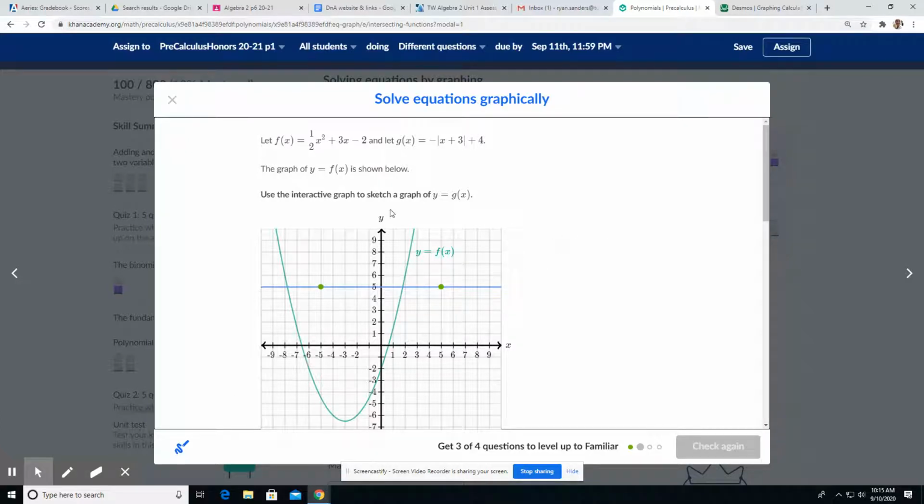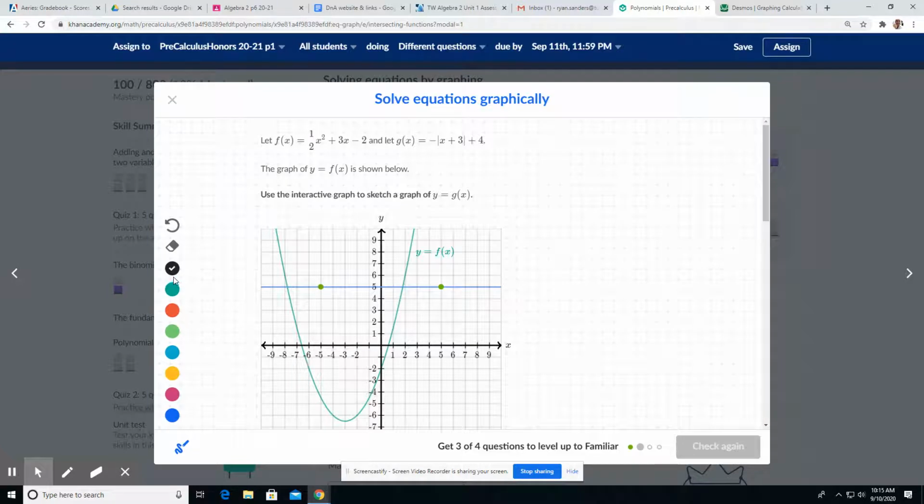So the first thing, use the interactive graph to sketch the graph of g of x. So g of x is an absolute value. When doing absolute value, we think about the parent function. So here's my parent function, the absolute value of x. The absolute value of x has that sharp corner where it changes. So it's y equals x on this side and y equals negative x on this side. So that's our parent function.